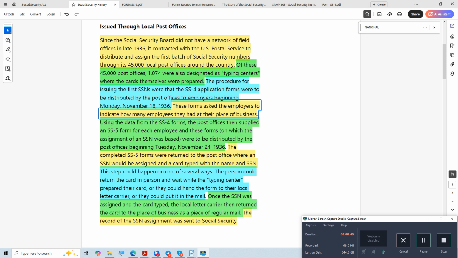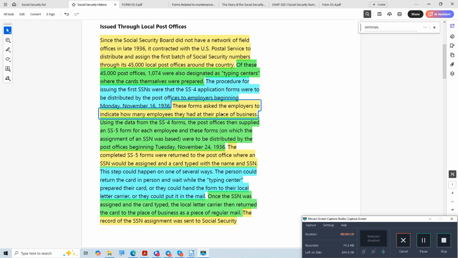So this step could happen one of several ways. The person returned the form in person and waited while the typing center prepared their card, or they could hand the form to the local letter carrier, or they could put it in the mail. So you could just hand it to the local carrier. You didn't have to mail it. So here's my form, or you could actually mail it. It doesn't say where to mail it to. Once the SSN was assigned and the card typed, the local carrier then returned the card to the place of business as a piece of regular mail. So they didn't send it to you, they sent it to your business because you had to be working to have a card.